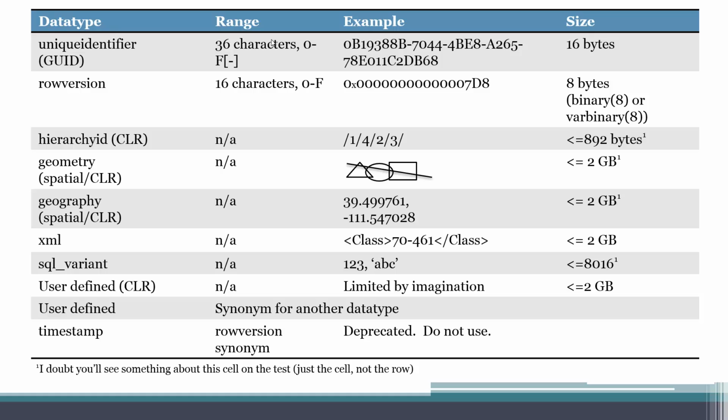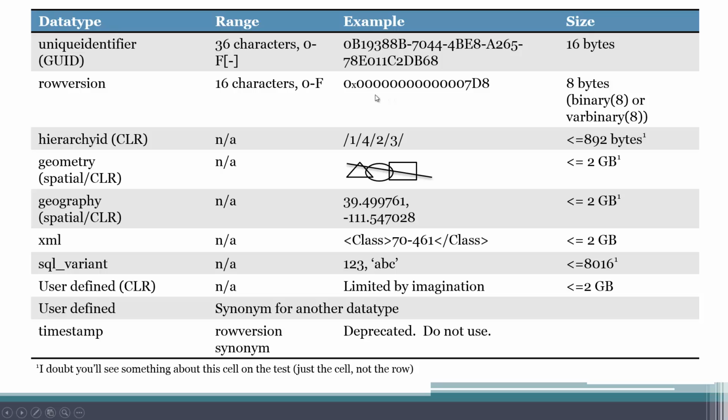All right. Let's move on. Let's talk about rowversion. Rowversion is a very interesting data type. Again, it stores binary data. It has 16 characters, 0 through F, so it's hexadecimal values, and it's stored in 8 bytes. So it's very similar to a binary 8 or a varbinary 8, because its size is always 8 bytes.